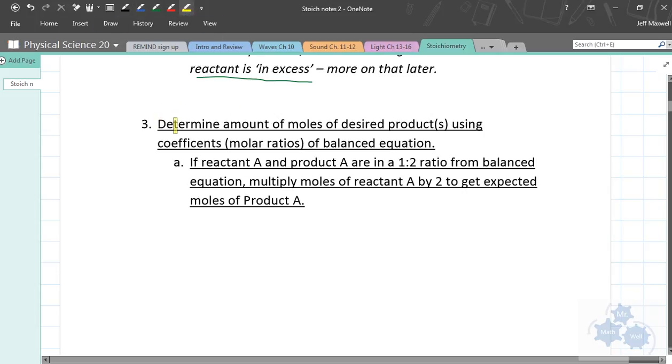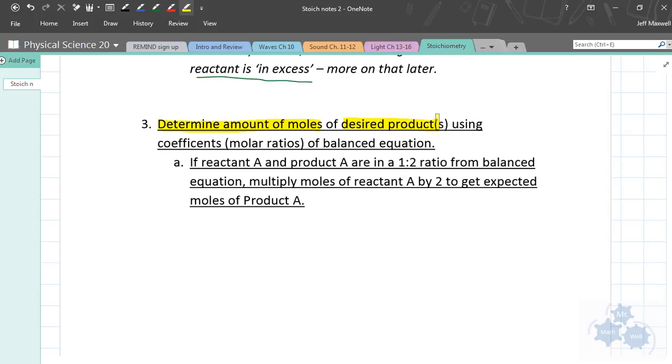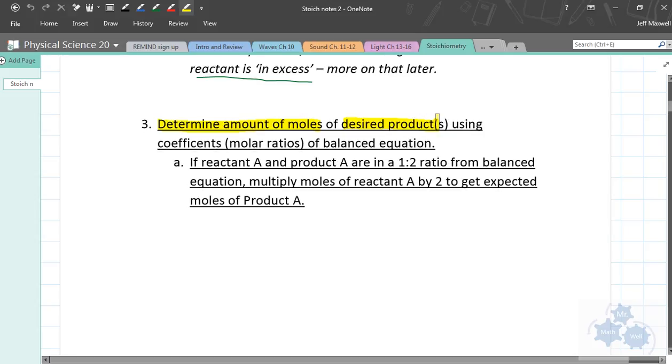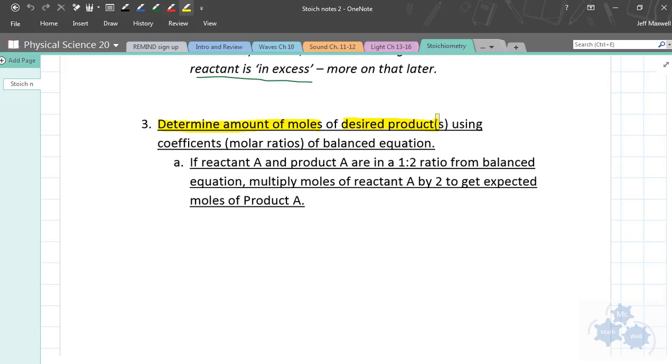So step number 3 is determine the amount of moles of desired product. So most of the time, these questions are, I'm giving you this much of reactant A. If this all reacts according to the balanced chemical equation, how much product should you get? That's what the question is going to be like. Here's the reactant, here's the equation, now tell me how much product you're going to get out of it.